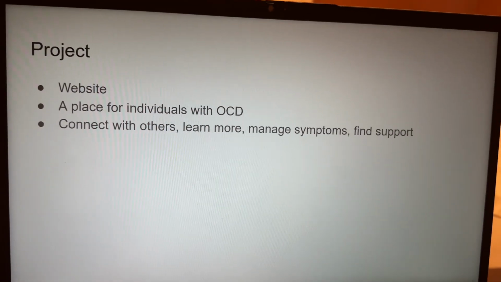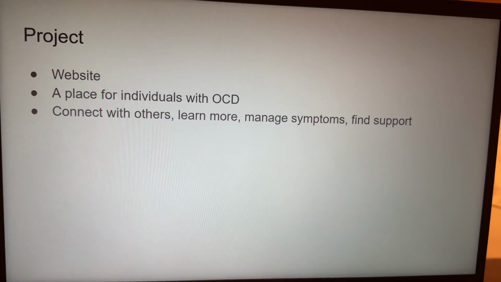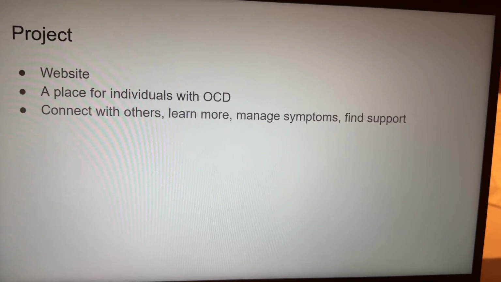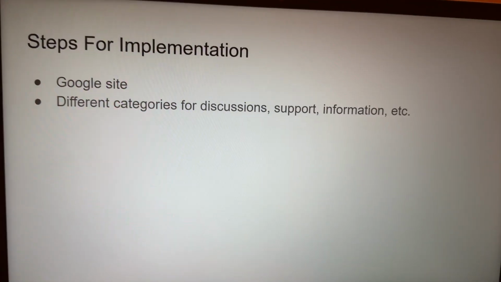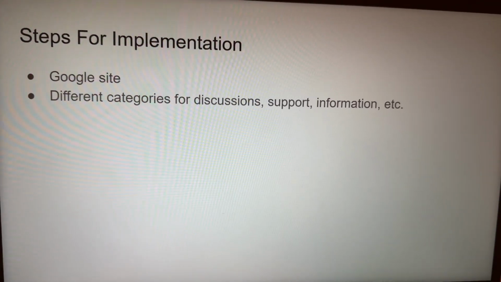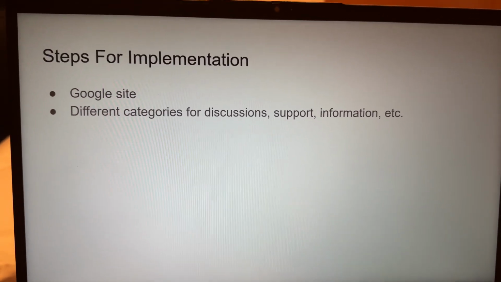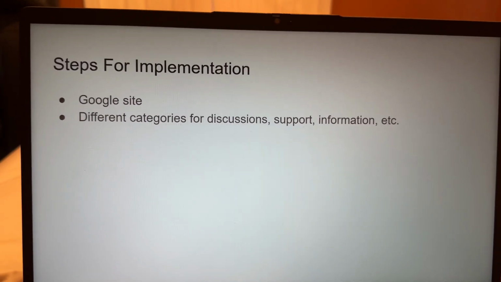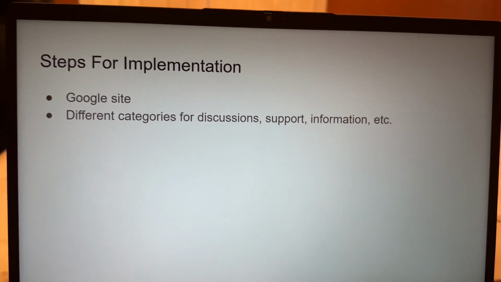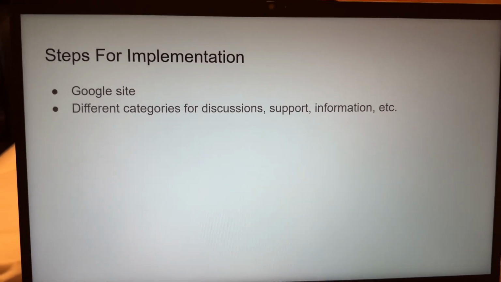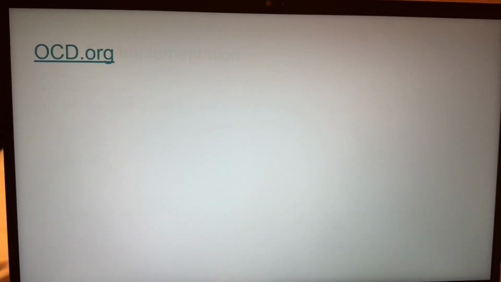The project I'm doing is a website. It's a place for individuals with OCD to connect with others, learn more, manage symptoms, and find support. So the steps for implementation that I've chosen is to publish a Google site that has different categories for discussion, support, information, etc. A lot of sites with these kinds of things only have one of them, so I'm trying to combine all of them together to make it a one-stop place for everything.